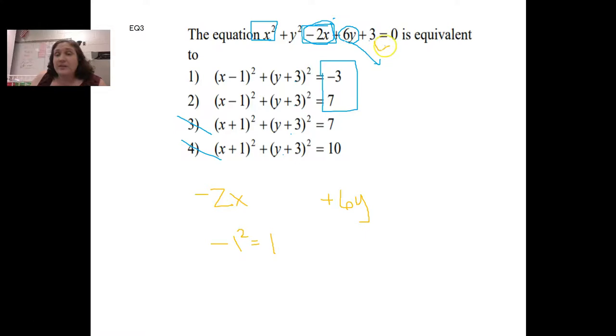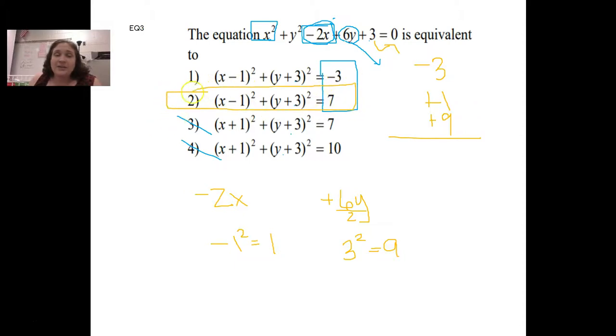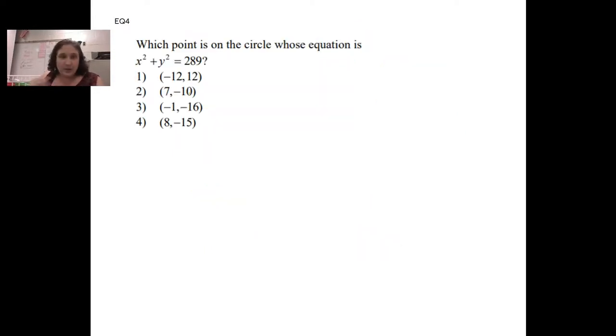So when I moved this to the other side, here's my negative 3. Now I'm adding 1. That's my extra x. Then I do the same thing for my y. Half of 6, 6 divided by 2, is going to give me 3. 3 squared is 9. So I'm going to put the positive 9 over here. When I add all these up, I get 7. So my answer is choice number 2.